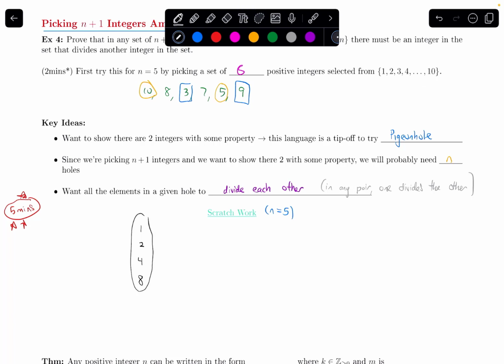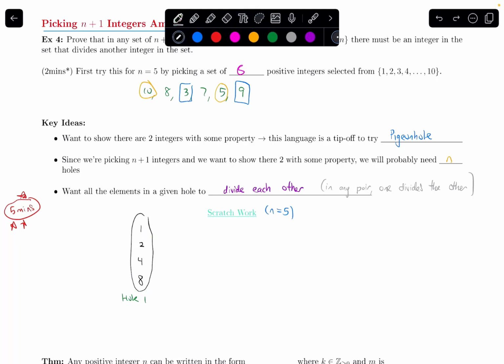And if I do that, I'm going to make this be hole 1. Because if I take any 2 things within this hole, like 2 and 8, well, one of them divides the other, because of how I constructed it and just kept doubling and doubling and doubling. One of them is going to divide the other for sure.